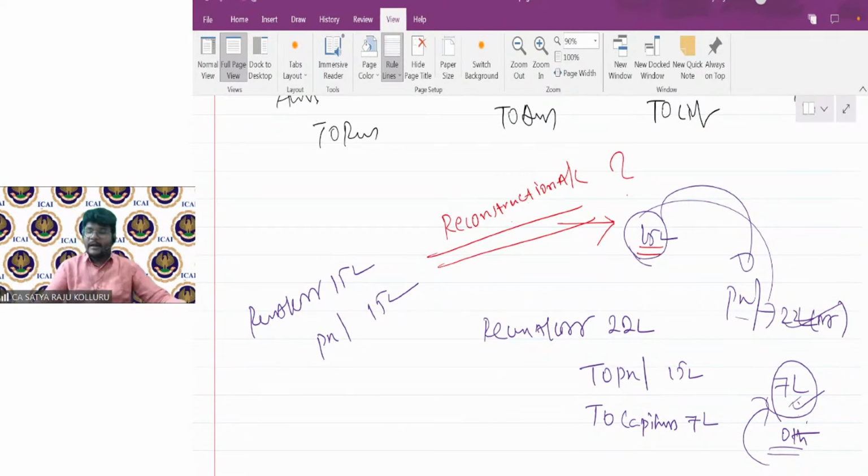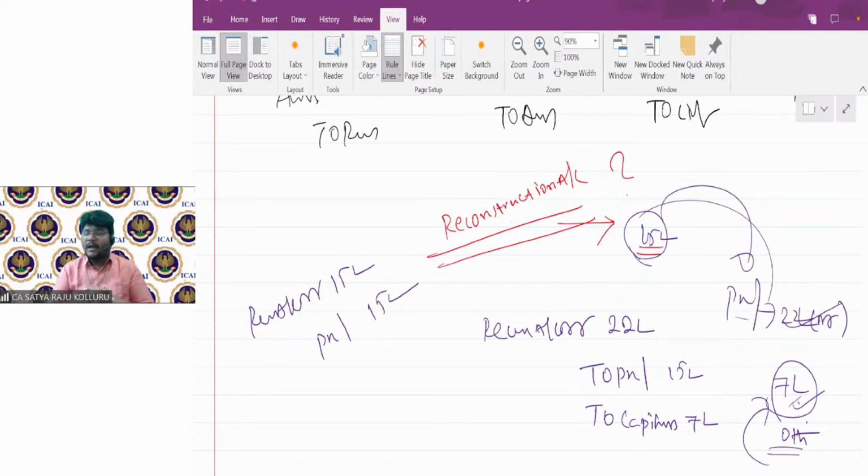Okay. Fine, guys. So just orally we discussed everything: the process of internal reconstruction, the methods of internal reconstruction, the objective of internal reconstruction. At the end, after completion of internal reconstruction, whatever balance exists under reconstruction, we need to set off with the P&L account balance, irrespective of whether it is mentioned in the problem or not. The excess of the reconstruction balance over the P&L account debit balance, you should transfer to capital reserve. You need to show that capital reserve under reserves and surplus.